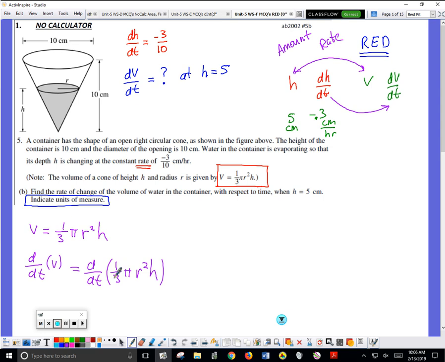Okay, so we have V, which is the volume. The volume's not equal to the height. The volume's equal to this equation. And that equation, what's that equation giving us? The volume. So you could take this equation, plug in the height and the radius, and it would tell you the volume. Okay, we need to take this derivative.